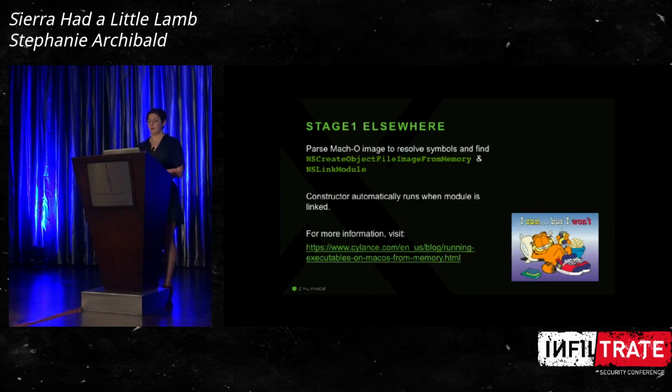From this point, what you would do is parse the Mach-O image to resolve the symbols that we talked about earlier, and then execute them. The constructor will automatically run when NSLinkModule is executed on an image, so you've gained code execution at that point. This is all really common and has been done for years and years, and there have been lots of versions of that talk out, and I didn't want to do it.